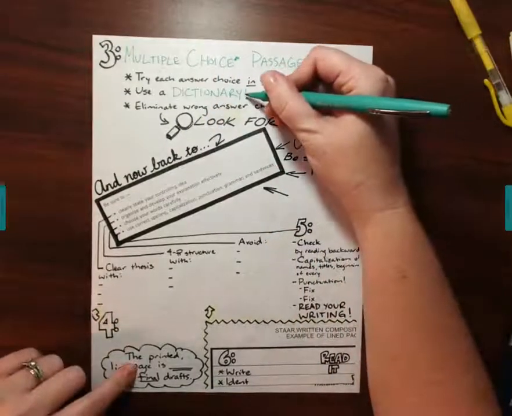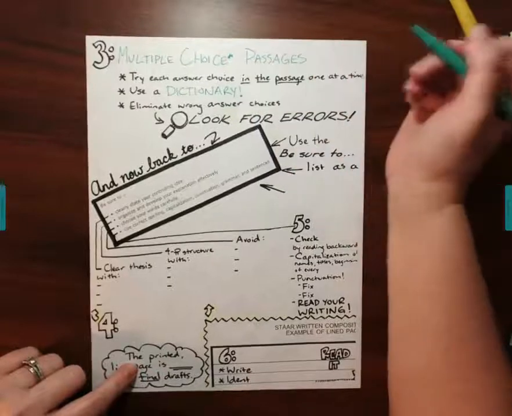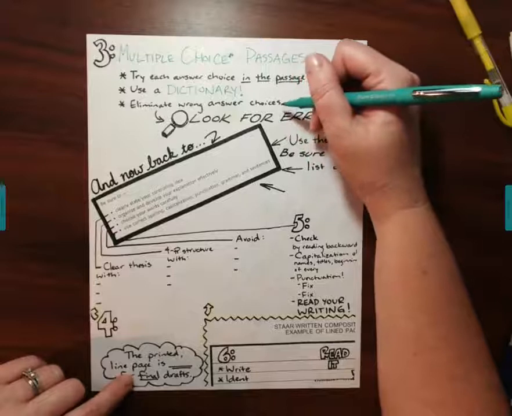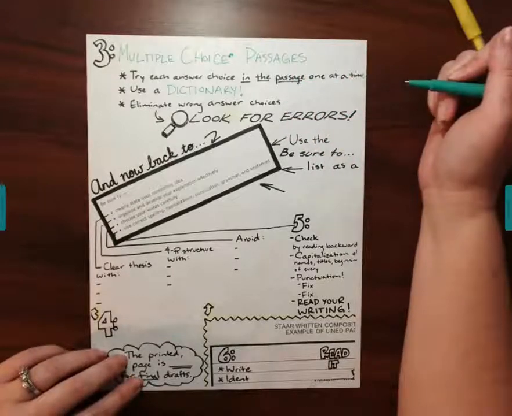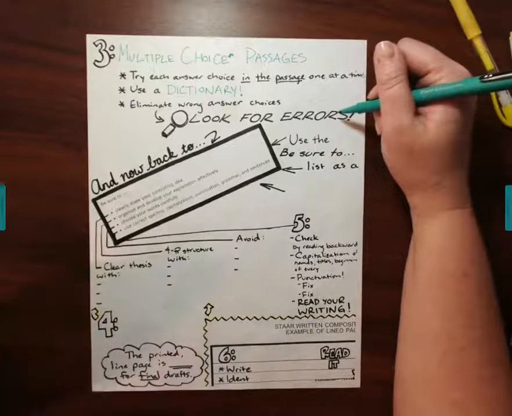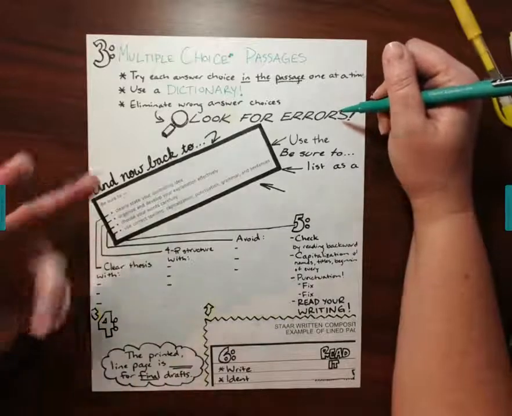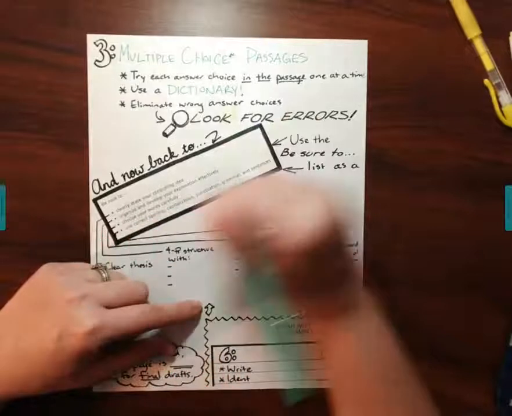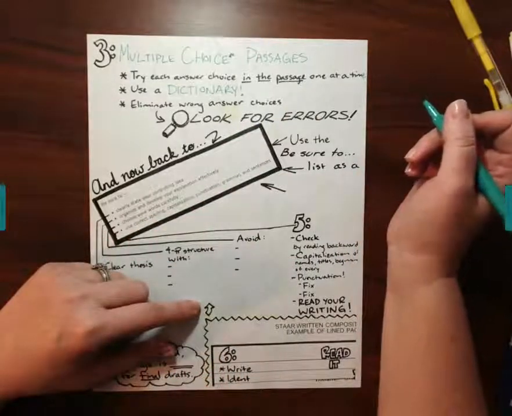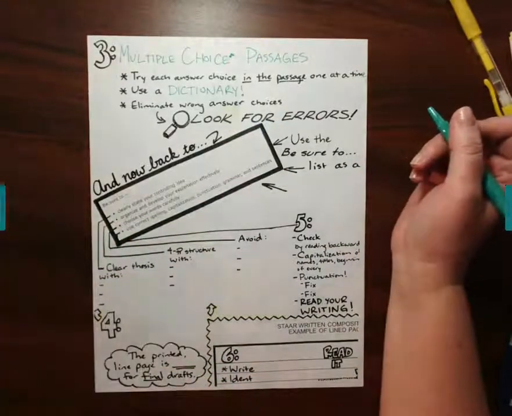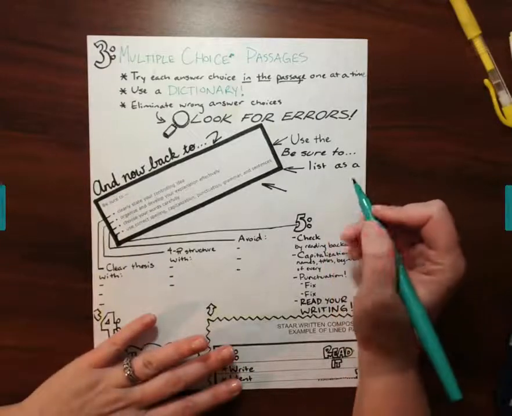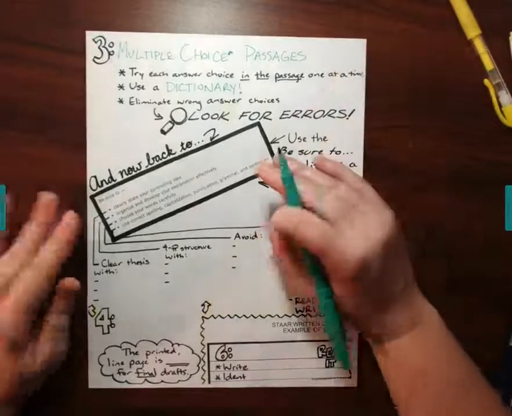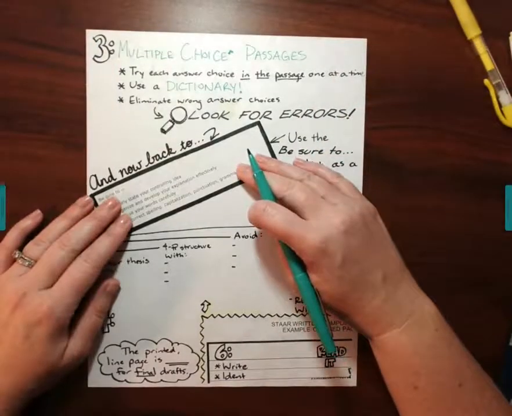Any answer choice that has to do with changing the spelling of a word, use a dictionary. And eliminate wrong answer choices. Look for errors, okay? Look for sentence boundary errors, comma splices, fused sentences, sentence fragments. They're in there. If you see that in an answer choice, cross it out because it can't possibly be correct, okay?